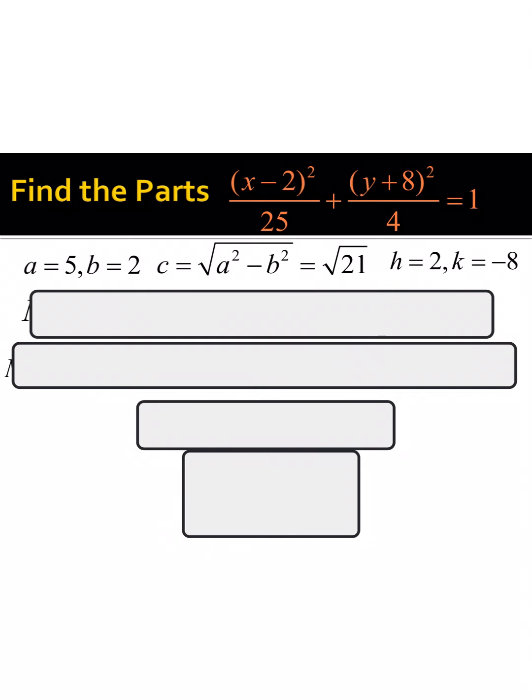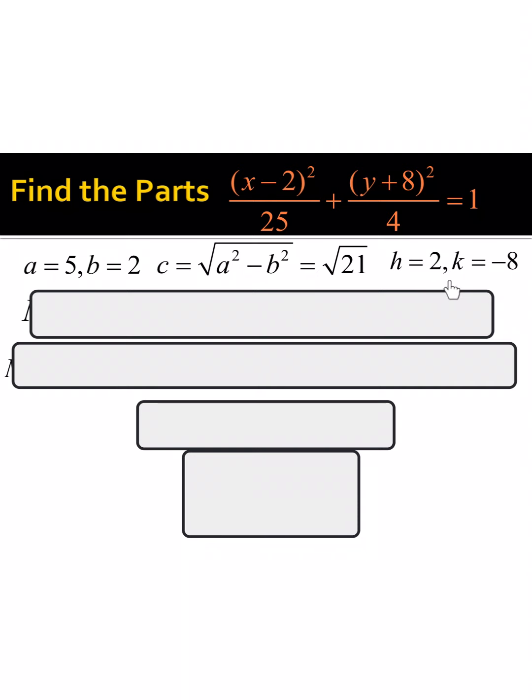And then b has to be 2 because it is the square root of my lower denominator. To find my c value, again, I have the formula of a squared minus b squared. So if I plug in my two denominators, I get the square root of 21 is going to be c. And then I can also pull out my h and my k values. Again, h is always pulled from your x component, and k is always pulled from your y component.